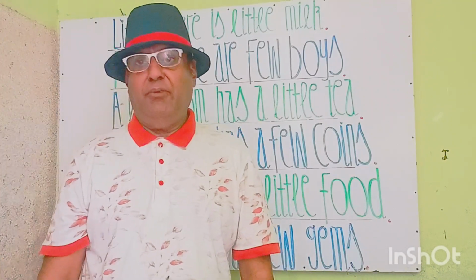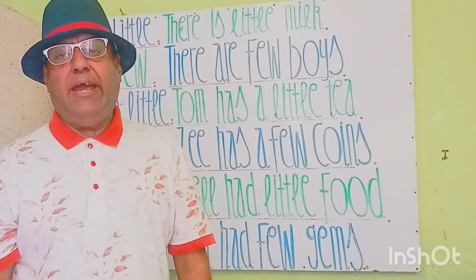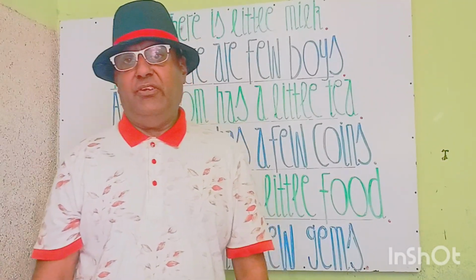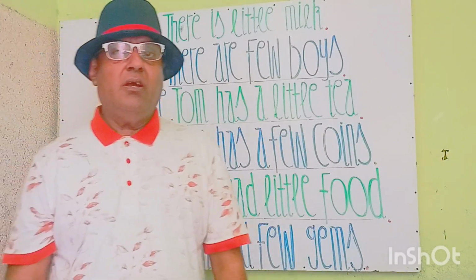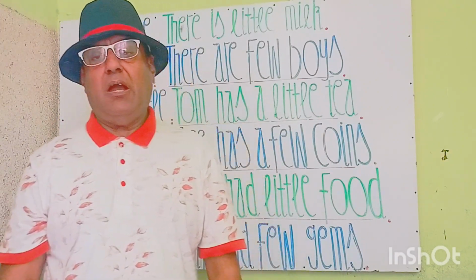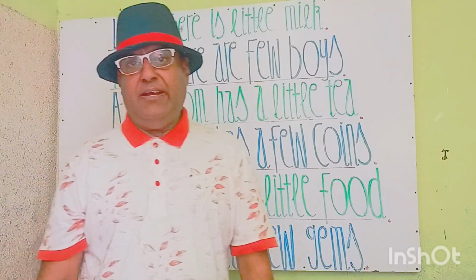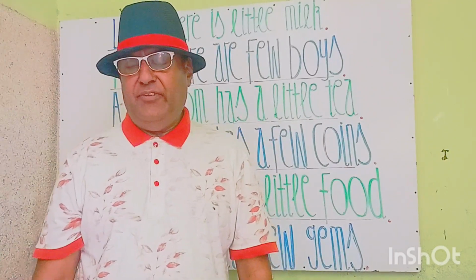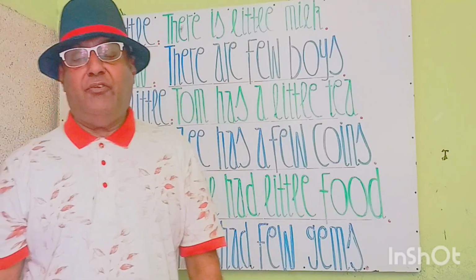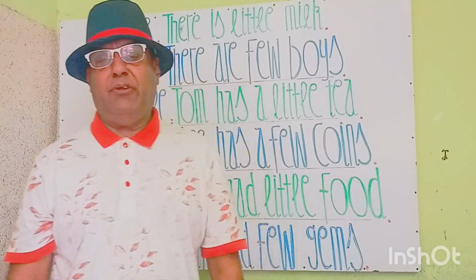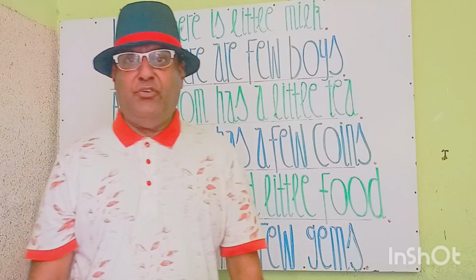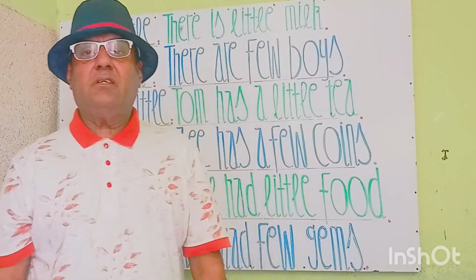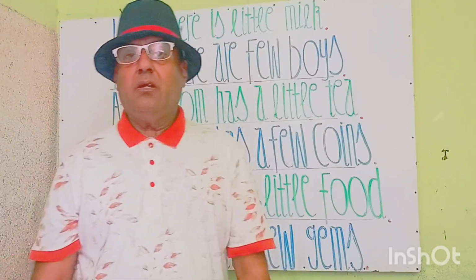Little is very commonly used in speaking and it is added with or before the uncountable nouns. Little is added with uncountable nouns. It represents uncountable nouns, whereas few represents countable nouns.